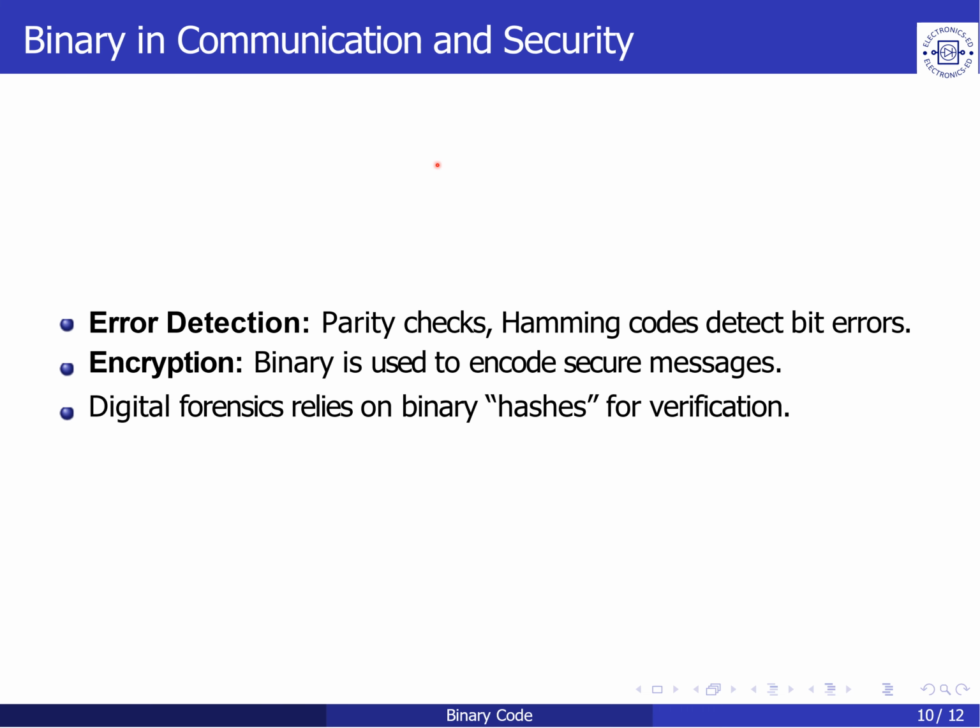Binary also plays a major role in digital communication and security. For error detection, techniques like parity checks and Hamming codes can spot bit errors and often correct them. In encryption, data is encoded in binary to keep it secure. Digital forensics uses binary hashes to verify file authenticity and track changes, ensuring data hasn't been tampered with.